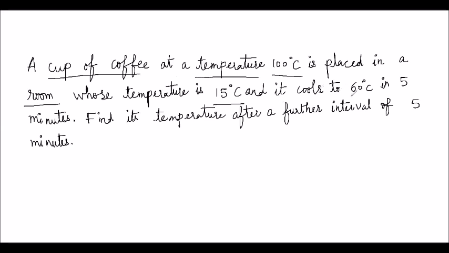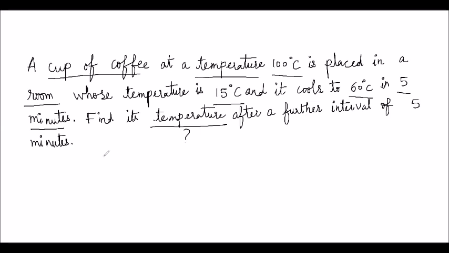And it cools to 60 degrees centigrade. Now what is the 60 degrees centigrade? 60 degrees centigrade here refers to the temperature of coffee. Now the temperature has decreased. It has decreased from 100 degrees to 60 degrees, and in what time? In 5 minutes. Be very careful about the units. They are saying that within the 5 minutes, the temperature has decreased from 100 degrees centigrade to 60 degrees centigrade. Now what we have to find out? We have to find out the temperature after a further interval of 5 minutes. What we mean by this, after a further interval of 5 minutes?